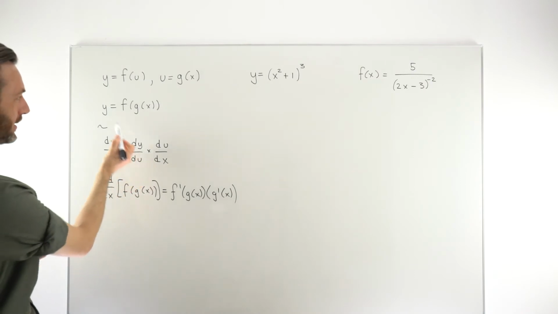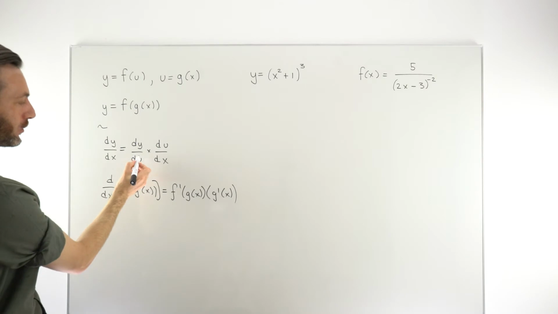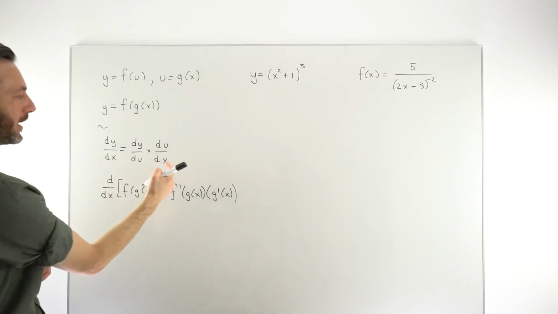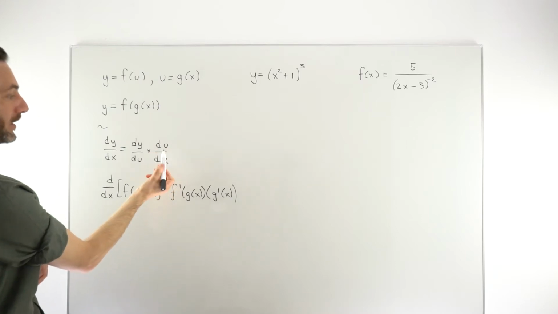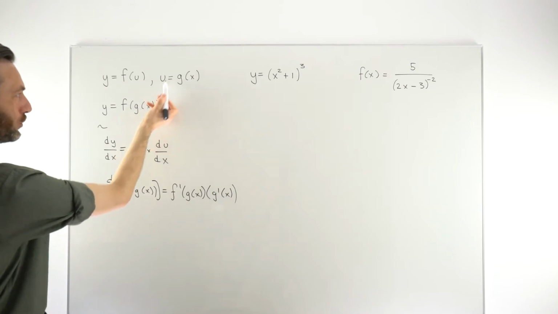And that's actually what this is saying as well. Because remember, y here was our overall function. So we're taking the derivative of that y function, and then we're multiplying that by the derivative of, in this case, u, which is the internal function. Because remember, this internal function g was u.